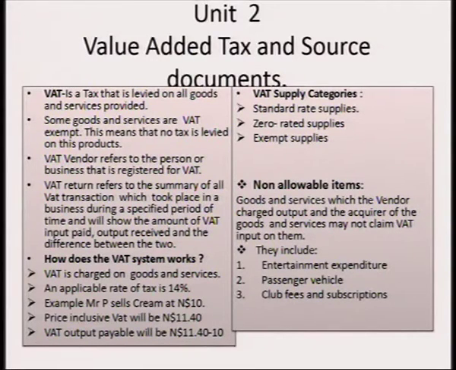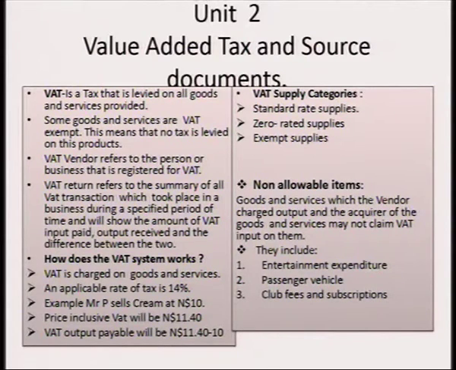Moving on to Unit 2, bookkeeping still. Value-added tax and source documents. Value-added tax, also known as VAT, is a tax that is levied on goods and services provided, and some goods and services are VAT exempt, which means some goods and services are not taxed at all.